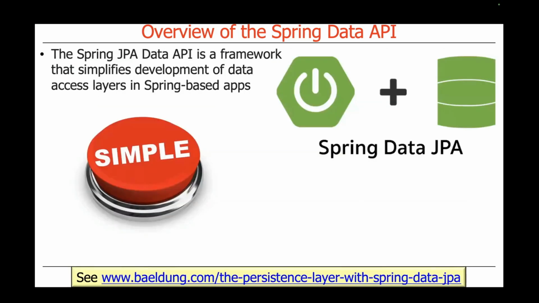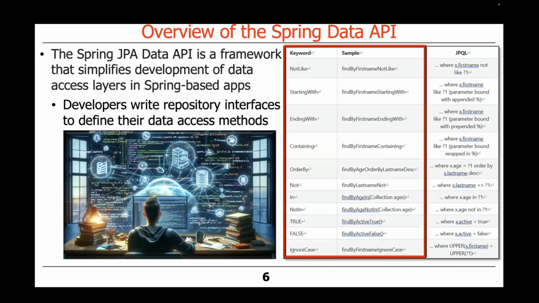Fortunately, Spring has this thing called the JPA Data API, which is a framework that simplifies the development of data access layers in Spring-based applications. In particular, what developers do is they write repository interfaces that contain methods, done in very interesting and canonical ways, to define access to their data.